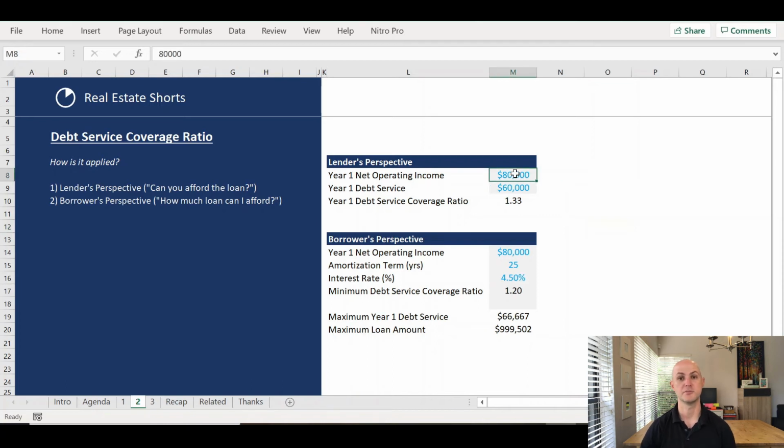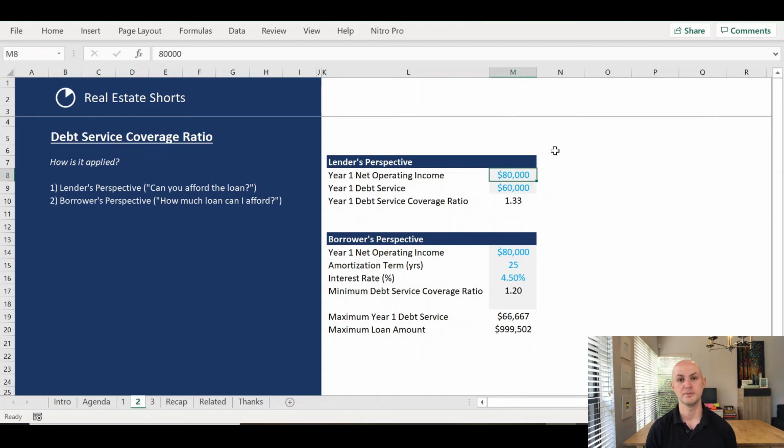So the first is from the lender's perspective. If the property generates $80,000 worth of income and there's $60,000 worth of annual debt service, then you'll have a 1.33 debt service coverage ratio. So 80,000 divided by 60,000 bucks. If income declines, this number will also go down. So 75,000 will result in 1.25.